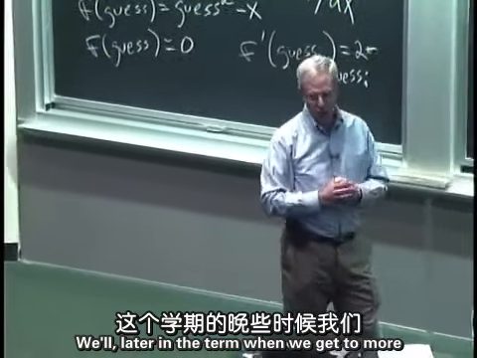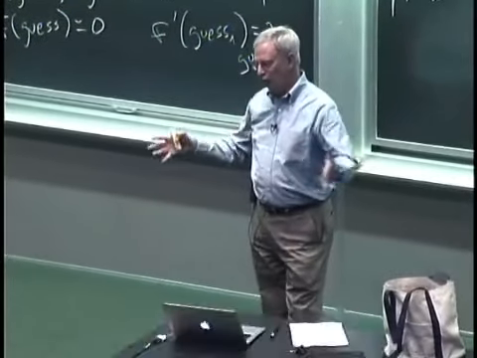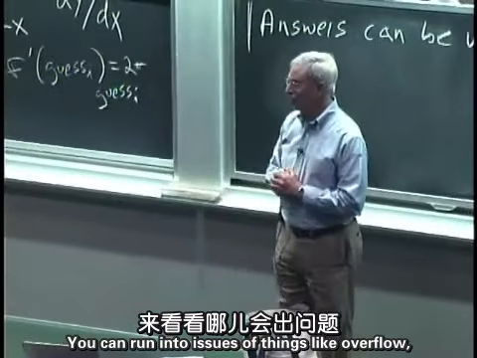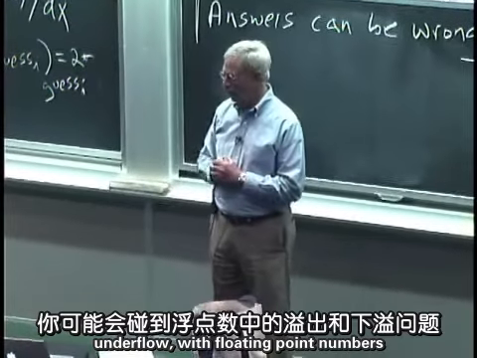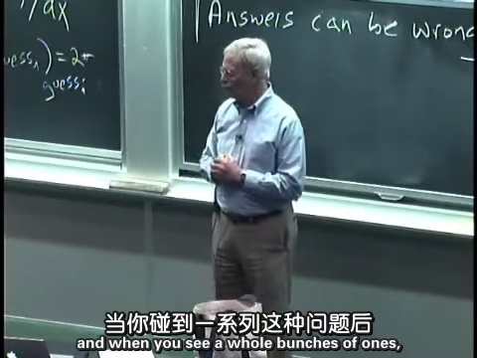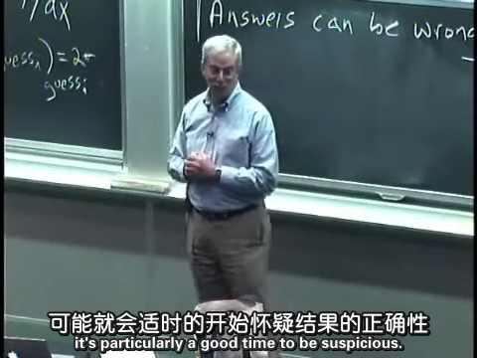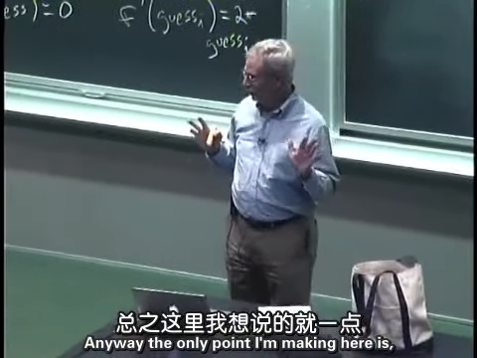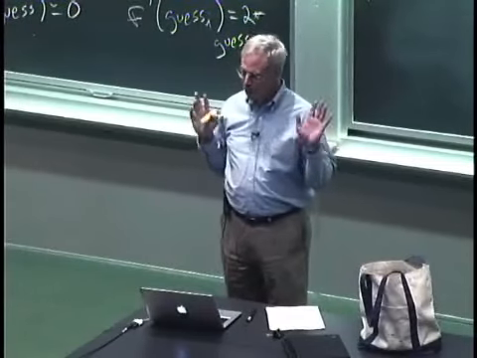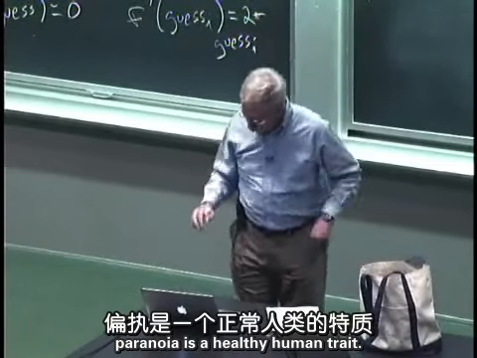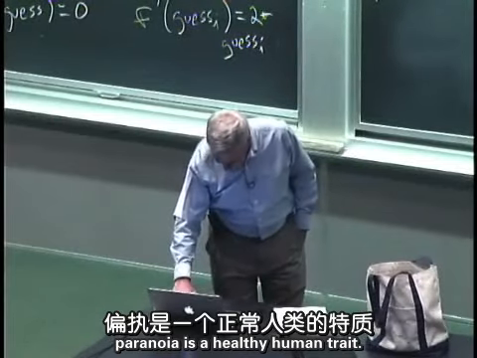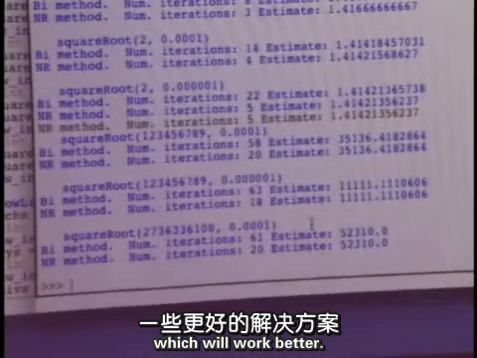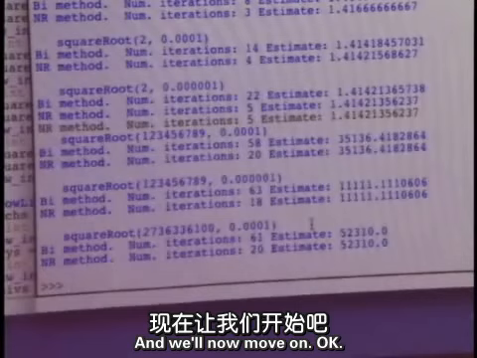Later in the term, when we get to more detailed numerical things, we'll look at what's wrong. You can run into issues of things like overflow, underflow with floating point numbers. And when you see a whole bunch of ones, it's particularly a good time to be suspicious. Anyway, the only point I'm making here is paranoia is a healthy human trait. All right. We can look at some other things which will work better. And we'll now move on.